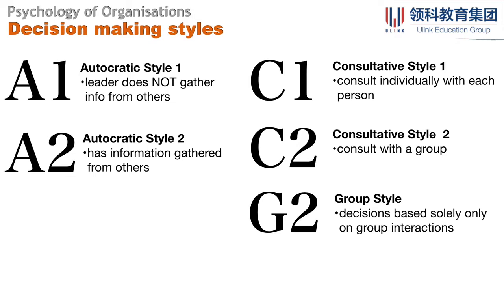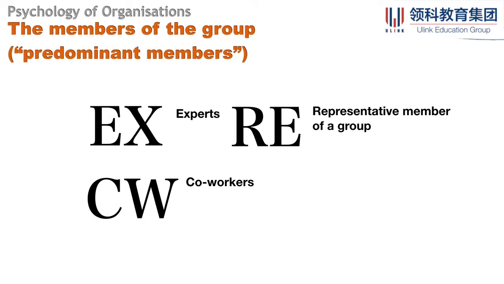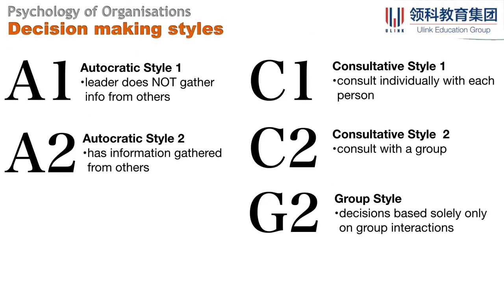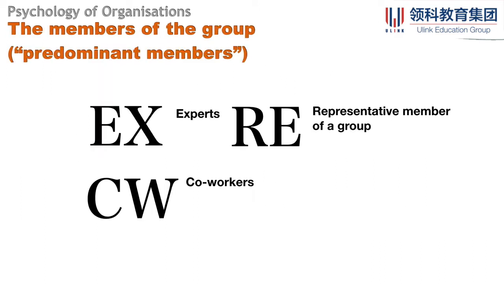And lastly, there are the types of members that are within your group. Are the people in your group experts? Are they coworkers, or are they representatives of a group? Are they sort of a figurehead for subgroups? So based on all of these things, going back, the interaction style, the decision-making styles, and the people you have working for you, there are a lot of combinations for how you could plan the planning.